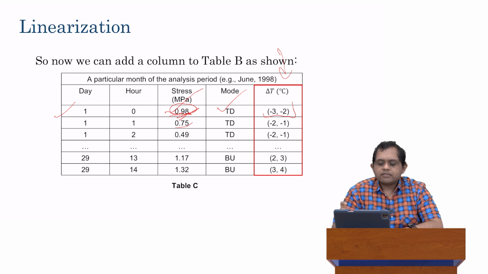Similarly, for 0.75, you can look up the table and do this example yourself. The range is -2 to -1. For 0.49, the range is again -2 to -1. And so on. Once we get to bottom up cracking, you have to do the same thing. So I'll just show you one example for bottom up cracking. Here we had 1.32 megapascals.